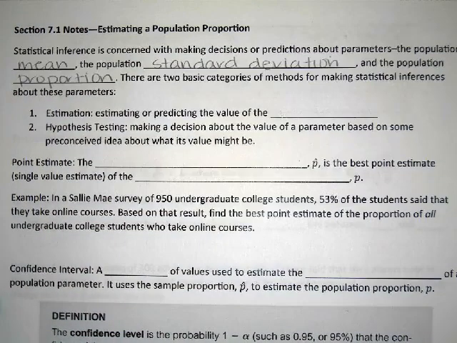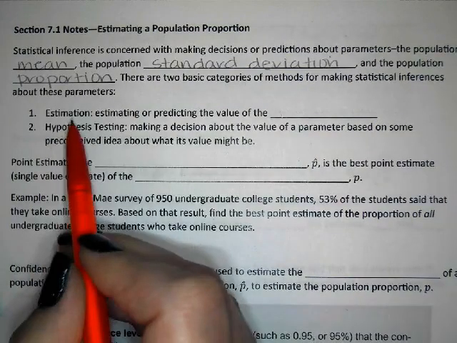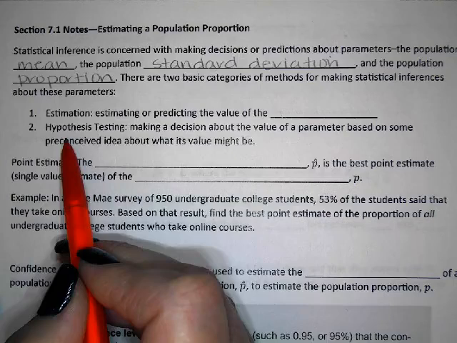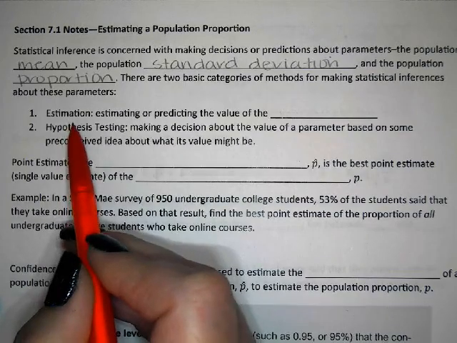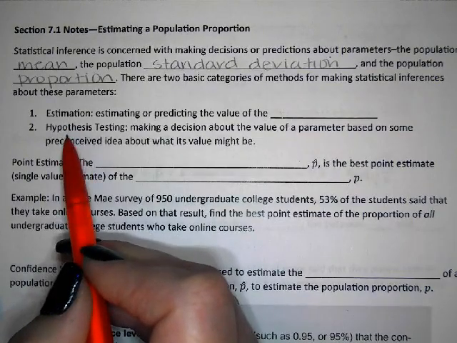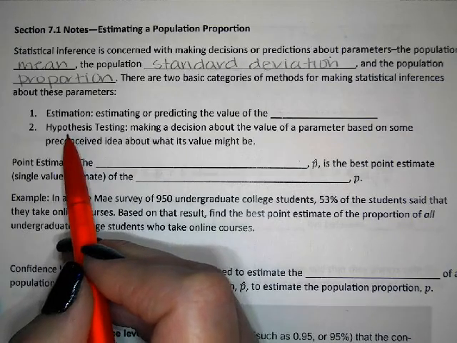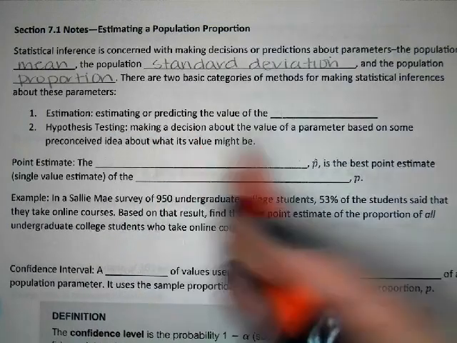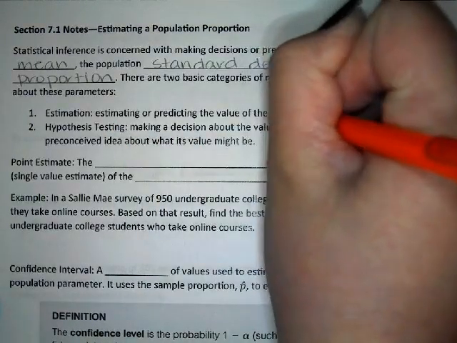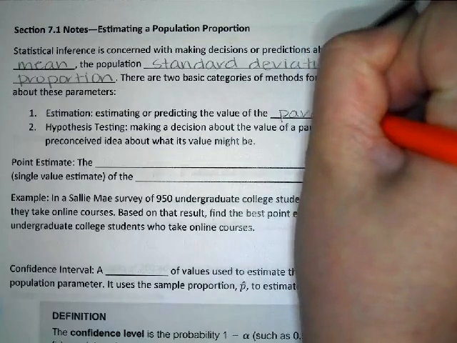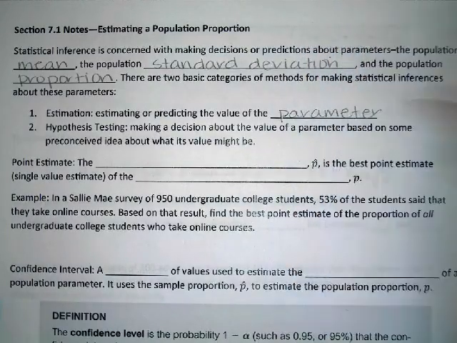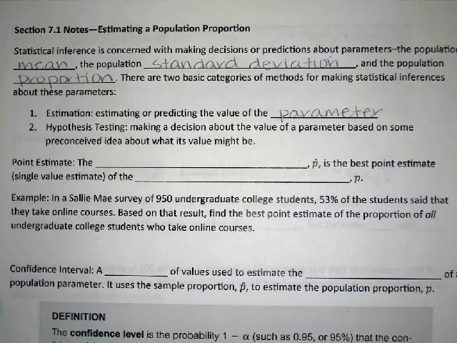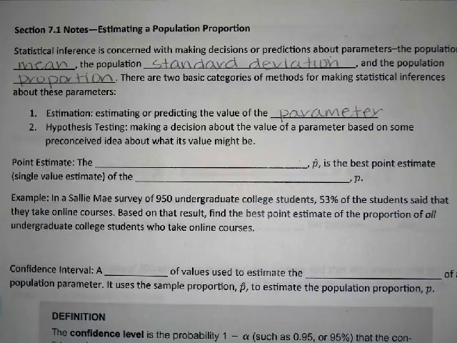There are two basic categories of methods for making statistical inferences about these parameters. The two methods are estimation and hypothesis testing. So estimation is what we're going to be learning about in chapter 7. Hypothesis testing is what we're going to be learning about in chapter 8. Estimation is estimating or predicting the value of the parameter. Hypothesis testing is making a decision about the value of a parameter based on some preconceived idea about what its value might be.